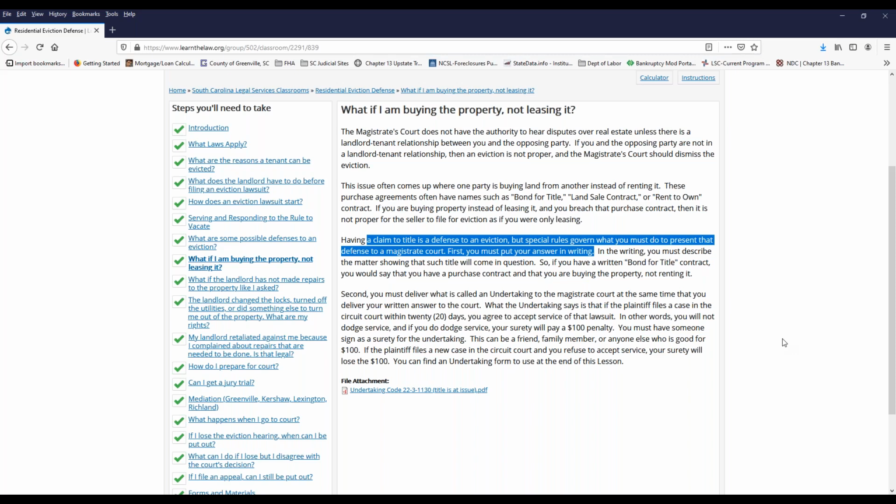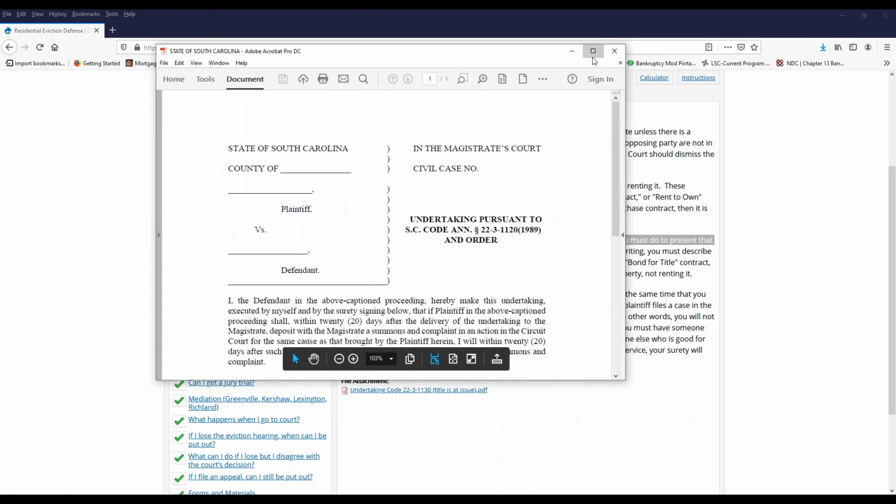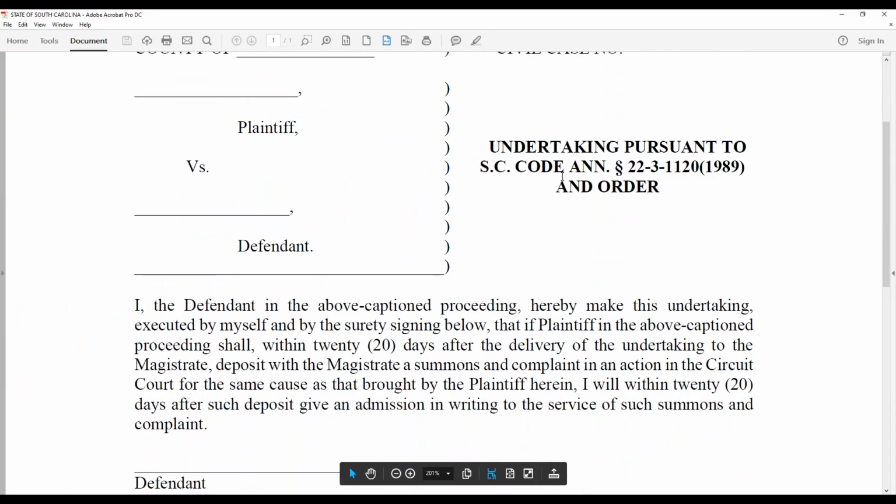What the undertaking says is that if the court dismisses this particular eviction, because it shouldn't be an eviction, it should be brought in a different court, then you agree to accept service if the plaintiff refiles that action in the proper court. And if you don't accept service, then your surety, somebody you'll have to have sign as a surety, will be liable for a $100 penalty. We've also included a document here that you can print and fill out that constitutes that undertaking.